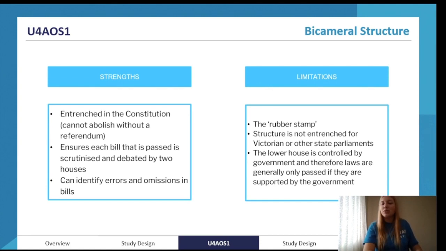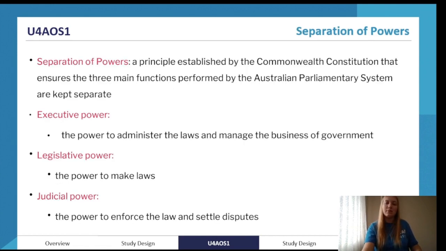That's why Queensland can have a parliament with one house. The lower house is controlled by government, and therefore laws are generally only passed if they are supported by the government. That is a fatal flaw in the bicameral structure, is that the government has way too much authority and they are able to pretty much do all of the lawmaking until the next election if the composition changes. All right, that's the bicameral structure done.